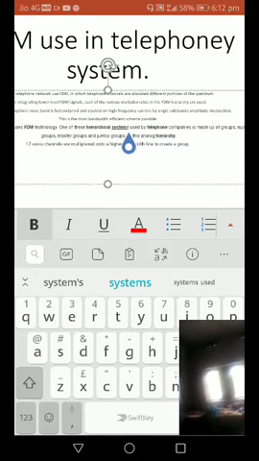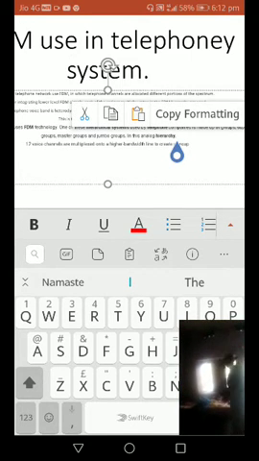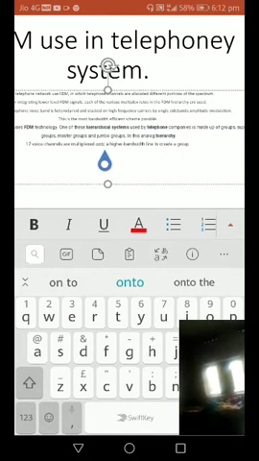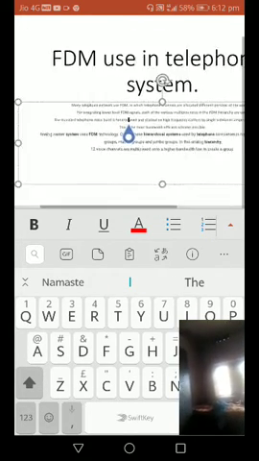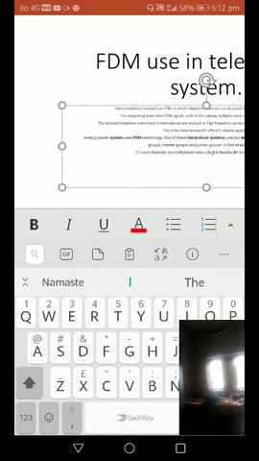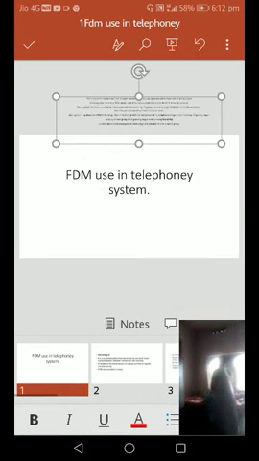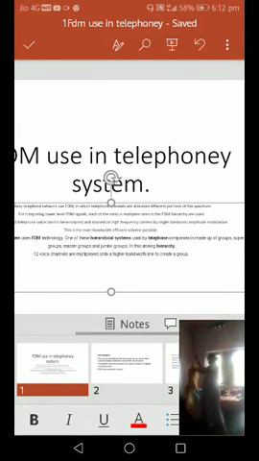Time division multiplexing. FDM, frequency division multiplexing, is used in the telephony system. Frequency division multiplexing is used in a hierarchical structure.